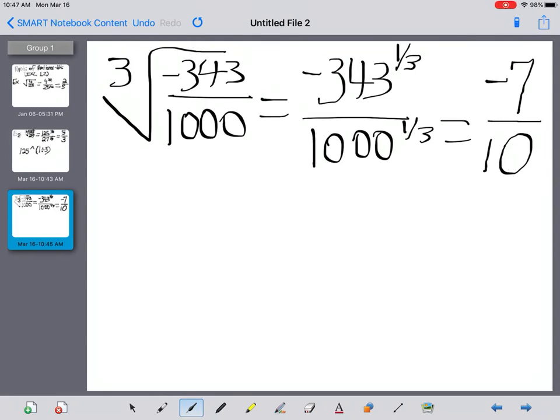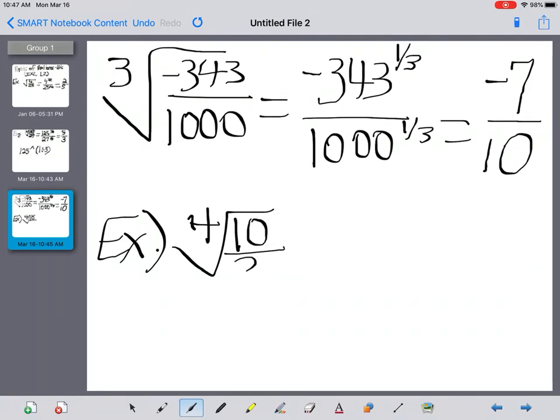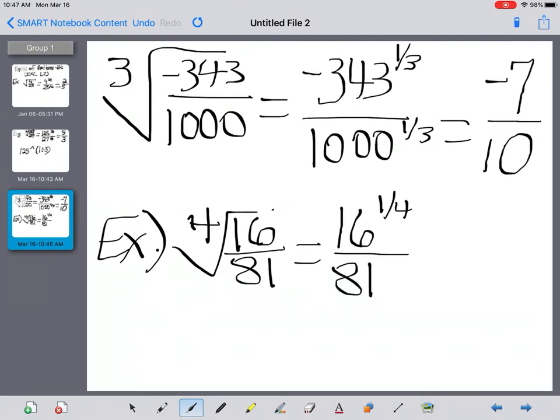Alright, let's do another one here. Let's say that we have the fourth root of 16 over 81, my bad. So this one is going to be the same way. I'm going to do 16, but since I'm doing the fourth root, I'm going to do it to the 1/4 power. And then on the bottom, I have 81 to the 1/4 power. That's going to equal the fourth root of 16, because 16 is a perfect fourth, which ends up being 2. And the fourth root of 81, which is also a perfect fourth, will be 3. So I have 2 over 3.